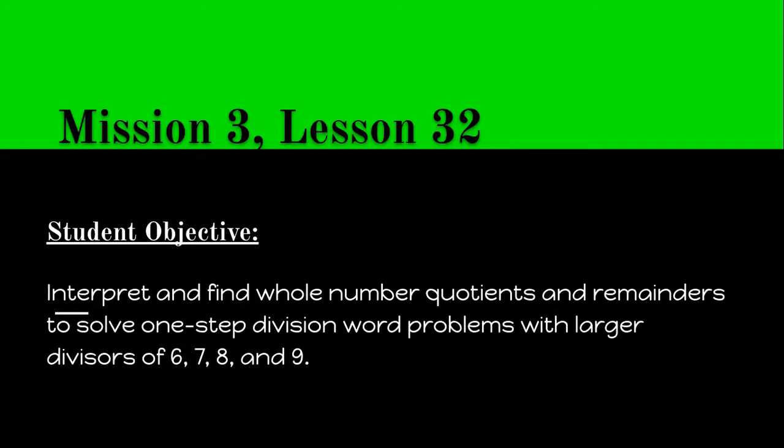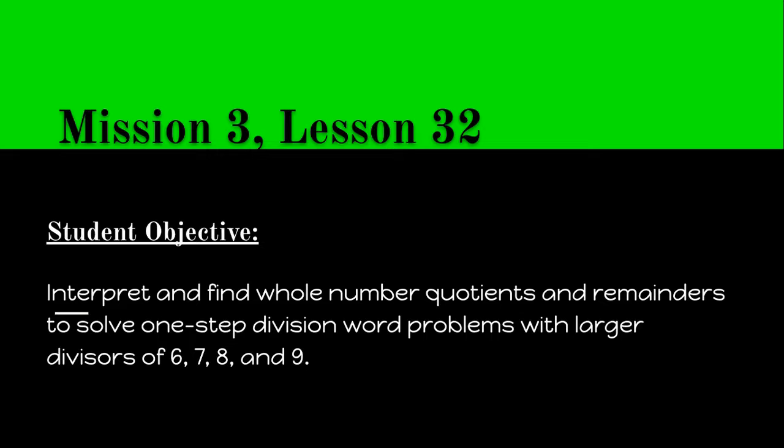All right. Today we are on Mission 3, Lesson 32. Our student objective for this lesson is to interpret and find whole number quotients and remainders to solve one-step division word problems with larger divisors of 6, 7, 8, and 9. What? Okay, it means we're solving division problems. The divisor is going to be 6, 7, 8, or 9, and they're one-step problems.